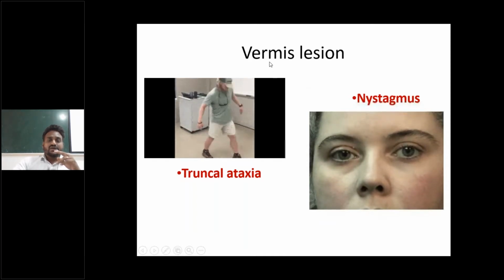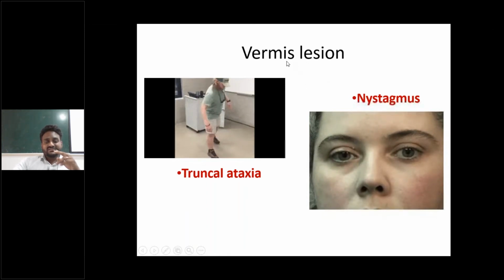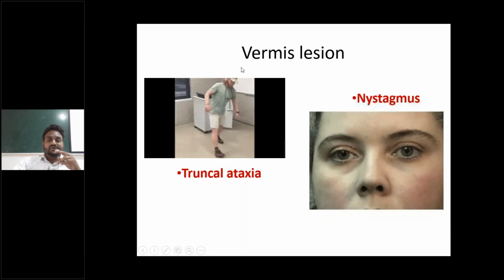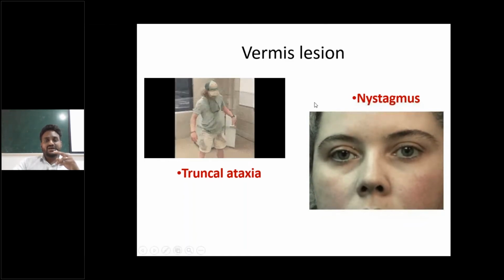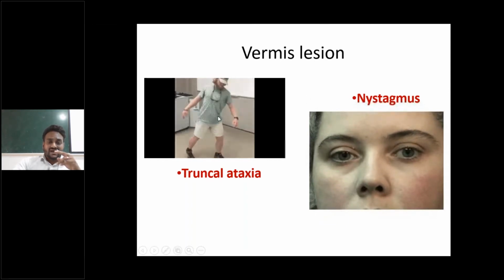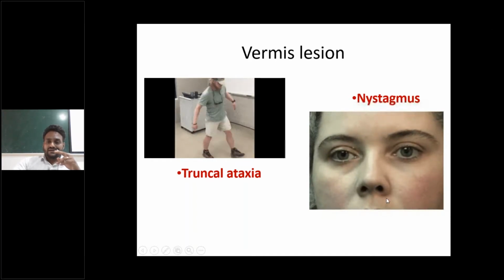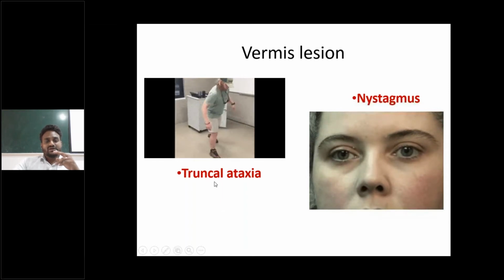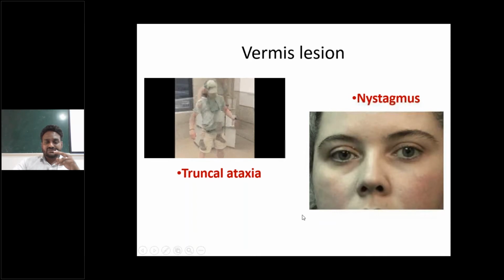This is also due to the lesion of the vermis. Why? Because mainly the vermis is connected with the vestibular nuclei of the brainstem. The vestibular nuclei and their fibers control the posture of the trunk and also the eyeball movements and equilibrium. That's why we can observe these two symptoms. So in the vermis lesion, truncal ataxia and nystagmus. These are the two symptoms.